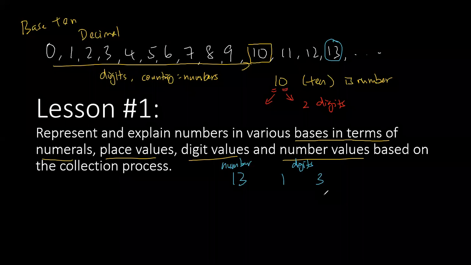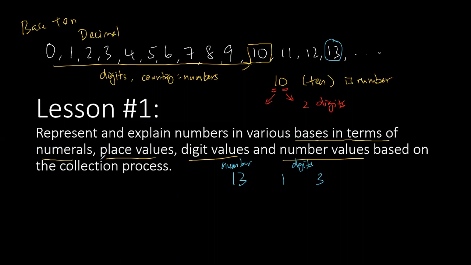Digit 1 and digit 3 have different place values. What are the place values we're talking about? The place value of 3, we call it ones. The place value of 1, we call it tens. These words describe the place value of the digits.